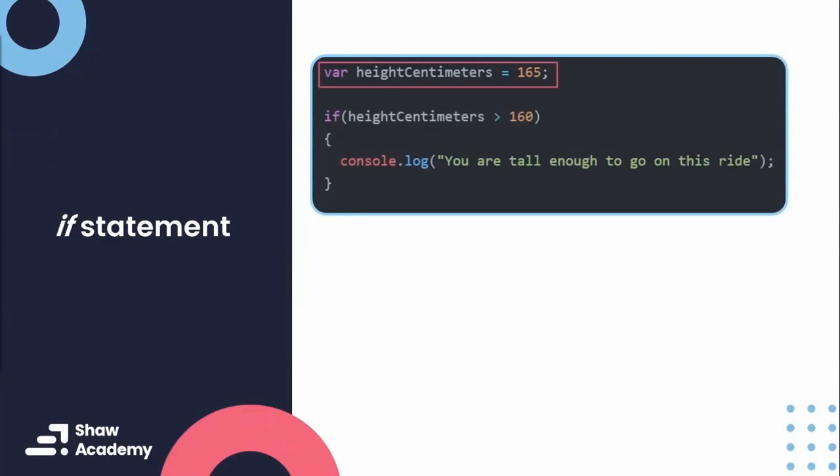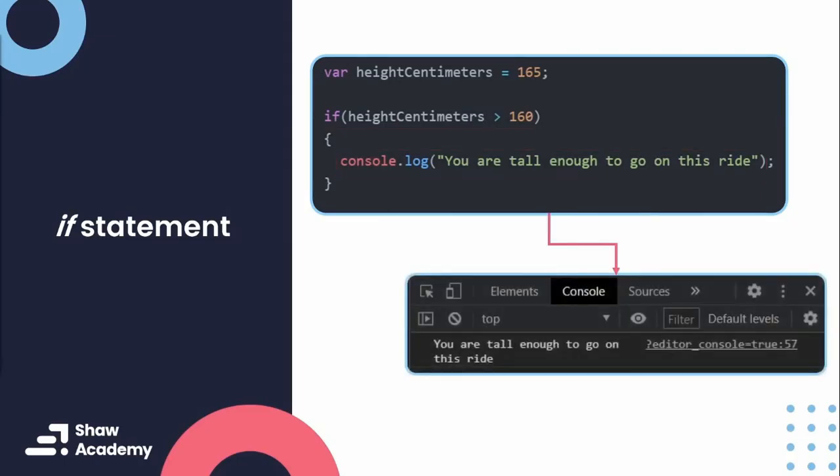Now, if that is my height, I can then test it in a conditional statement, which says if my height is at least greater than 160, then console log, you are tall enough to go on this ride. And this is what the output looks like. We just console log it to our console element inside our client. This is a typical, very basic example of how we can test a condition using conditional logic in JavaScript.